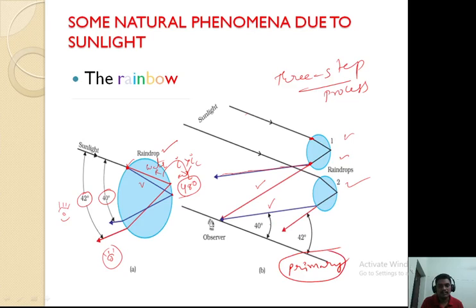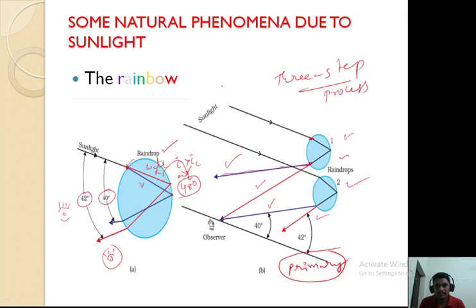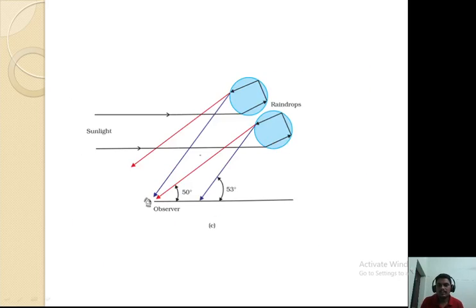rainbow. And he cannot see the violet from the first droplet and red from the second droplet. Next, the secondary rainbow. The secondary rainbow is a four-step process.